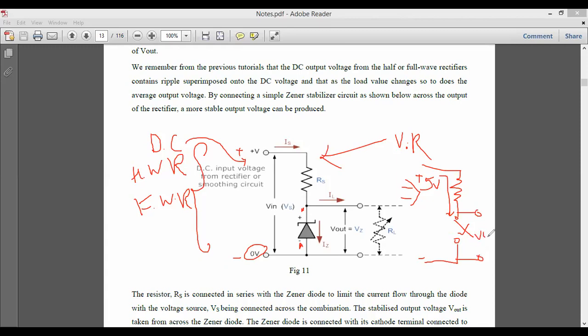So if I say this is V out, it will not work. If the Zener diode is forward biased, then whatever amount of DC voltage I apply here, it will be just as equal as a short circuit. It is a short circuit, so a large amount of current will flow through this particular circuit diagram. The analysis can be done either way.